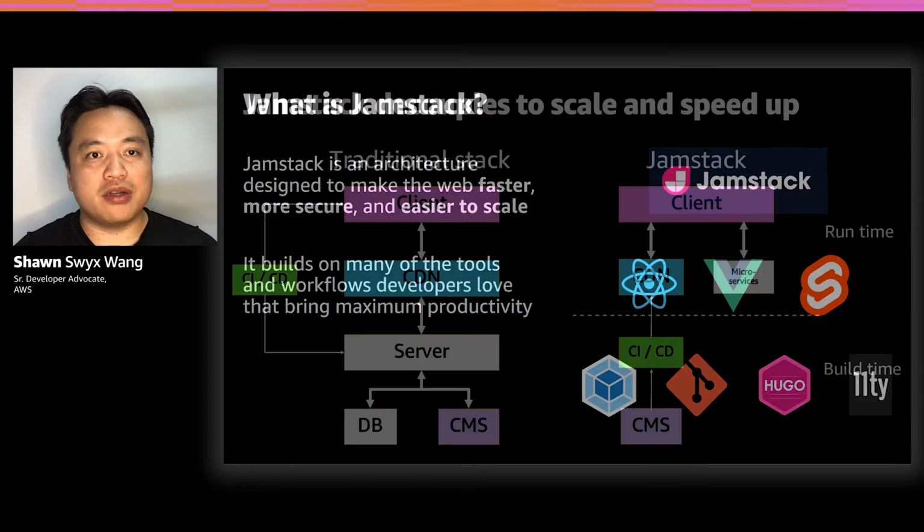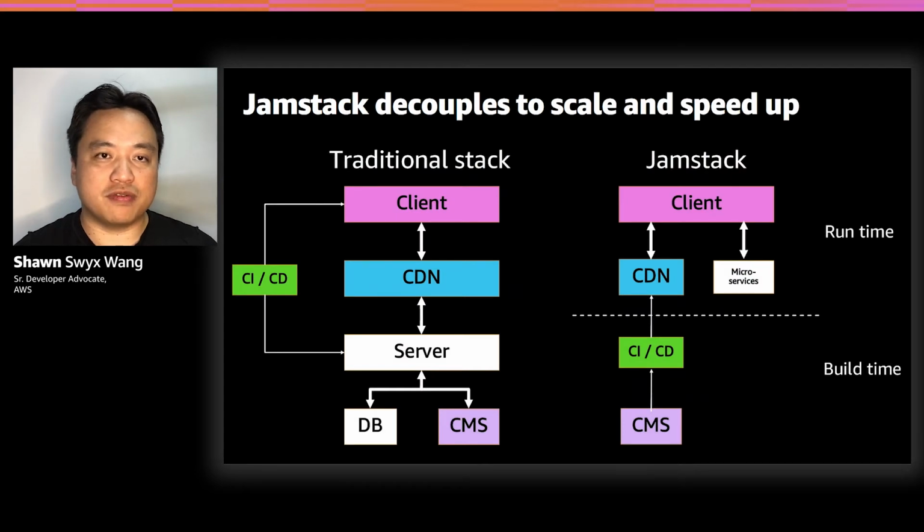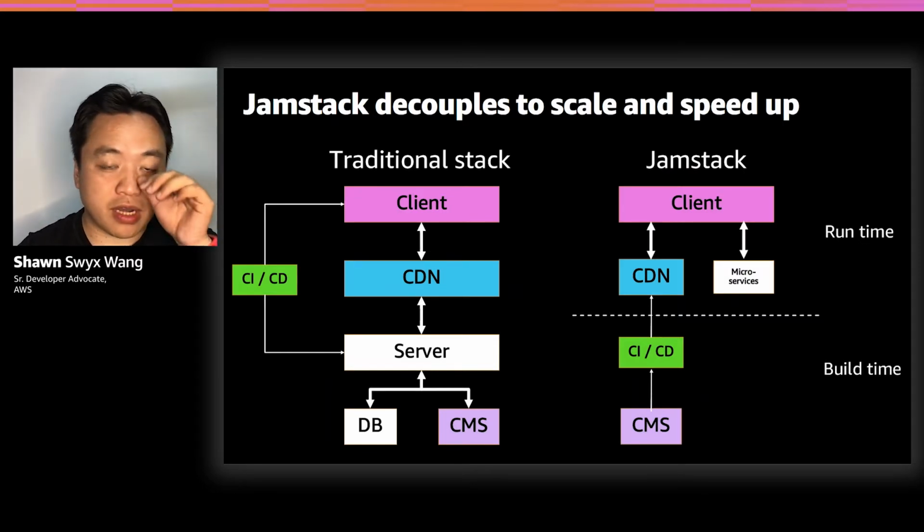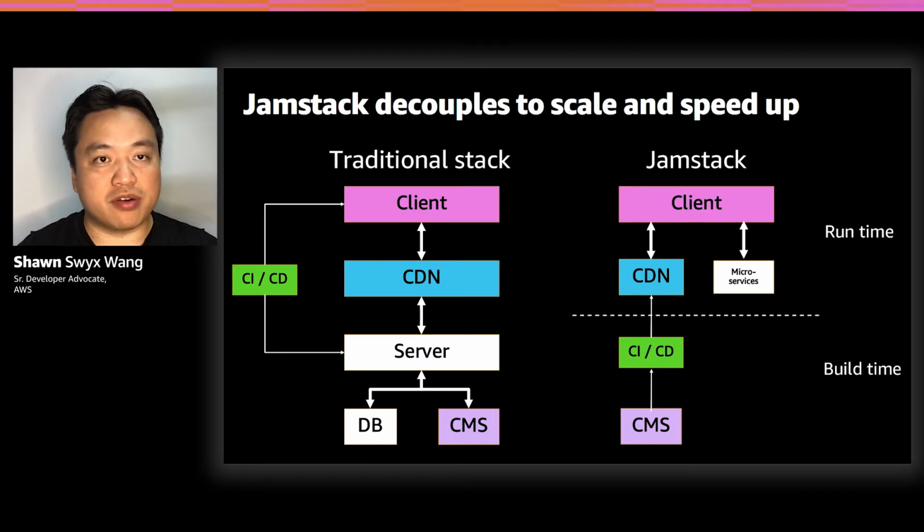Jamstack compares to the traditional stack, which is more of a client and server model, where you might have a lot of moving parts on the server side. The difference here is that Jamstack decouples in order to scale and speed up. So you don't actually have a running server for the majority of your requests, and you do have a running server inside of your microservices and APIs, or serverless functions, for example, but you don't actually need a running server just to serve your landing page or your app assets. And so that's a very fundamental shift in the way that people are building their sites today.